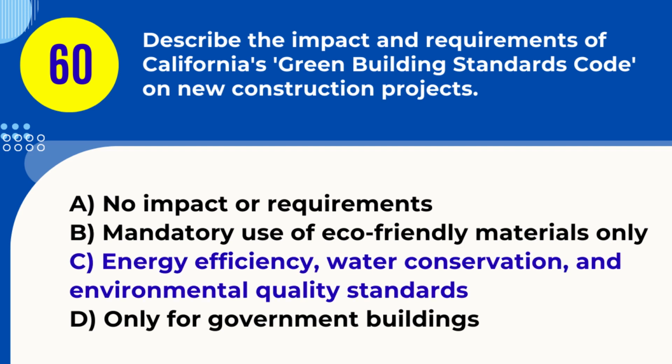Answer. C. Energy efficiency, water conservation, and environmental quality standards. Explanation. California's Green Building Standards Code sets requirements for new construction projects, focusing on energy efficiency, water conservation, and environmental quality to promote sustainable and eco-friendly building practices.